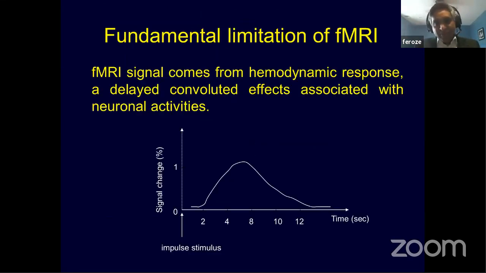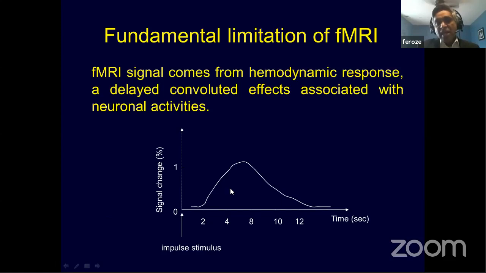Okay, this is all great, but there are lots of limitations of fMRI, which I think as practitioners, we should know. One of the biggest limitations is that fMRI is an indirect response of neuronal activity. You're not directly measuring it like EEG, or sticking an electrode and measuring the neuronal activity. It comes from convoluted effects of neuronal activities, and what we call the hemodynamic response essentially is what we're measuring.